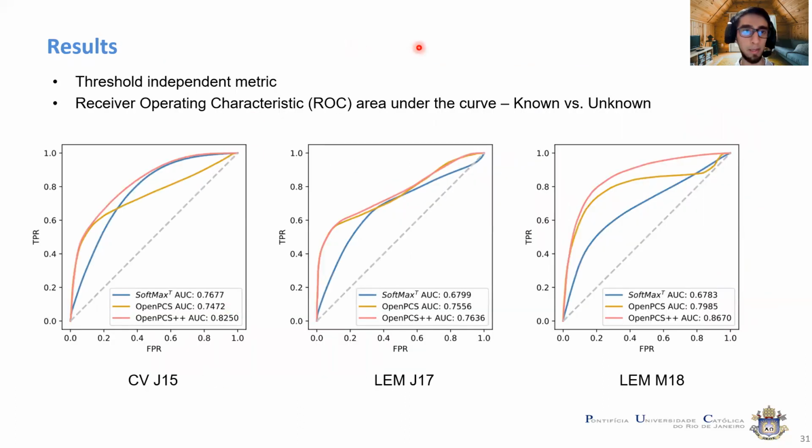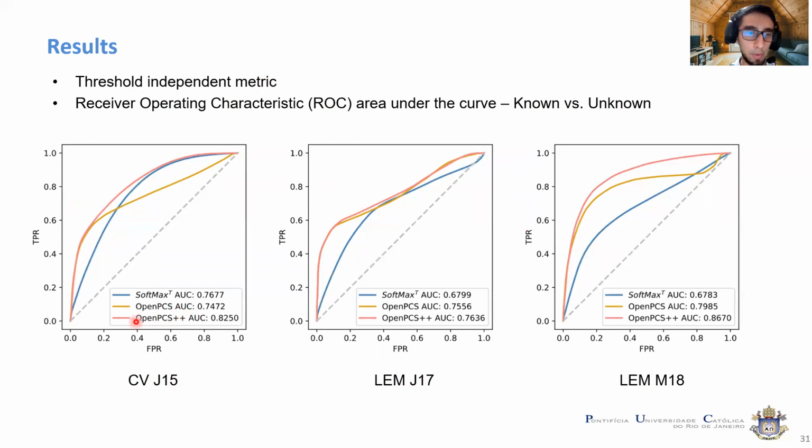As a result, we can see the results in terms of a threshold independent metric, because actually the selection of a threshold value is still an unresolved issue, an open research question. And so we use the receiver operating characteristic graphics, considering the binary classification of known versus unknown samples. And here we have the results for the 3 experiments we did, 1 in the first dataset and 2 in the second dataset.